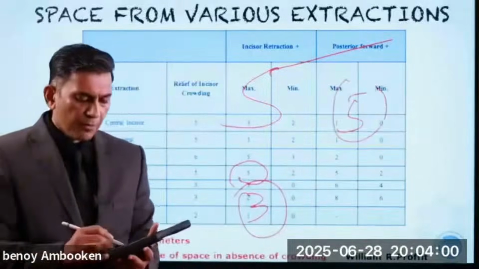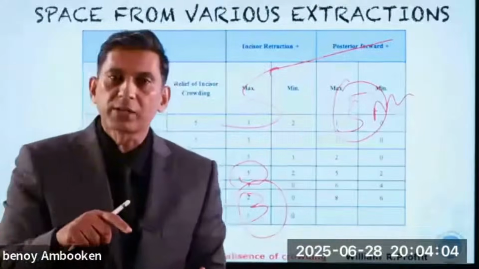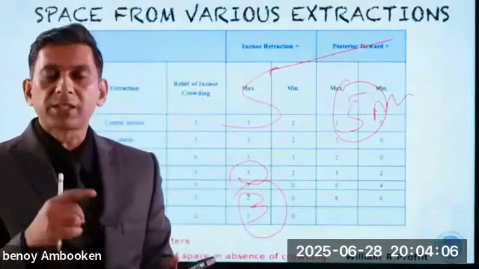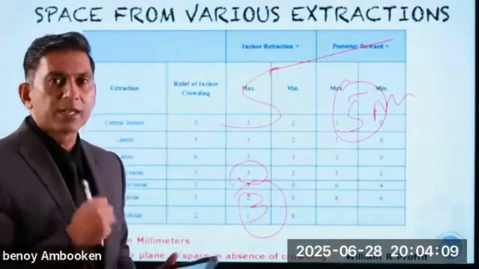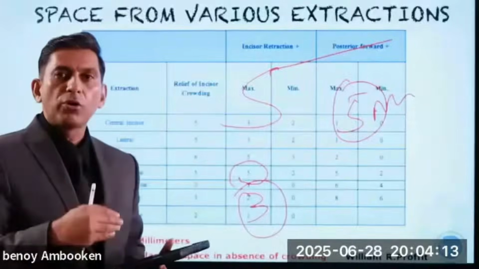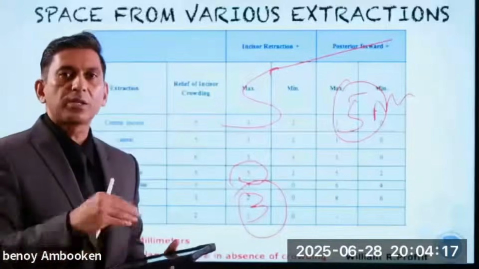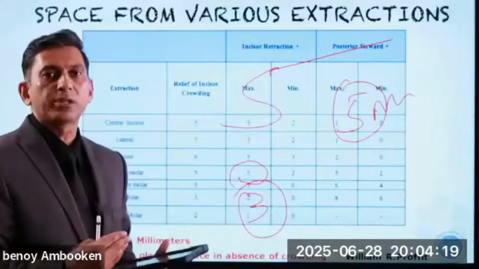So 5 millimeter is the maximum retraction you can achieve with first premolar extraction, and 3 mm is the maximum retraction you can achieve with second premolar extraction. Based on that chart, there are a lot of clinical methods to assess which is a case of first premolar extraction, which is a case of second premolar extraction.